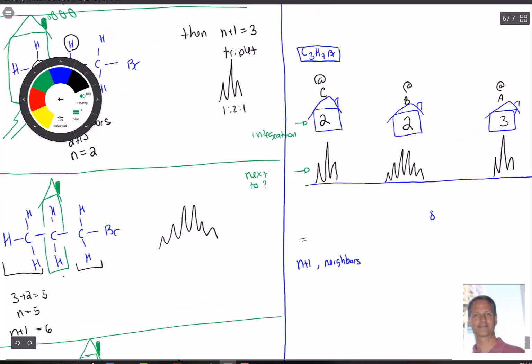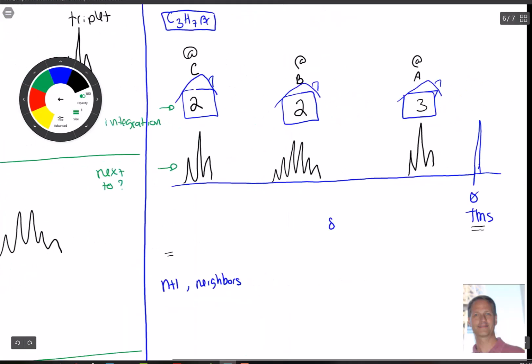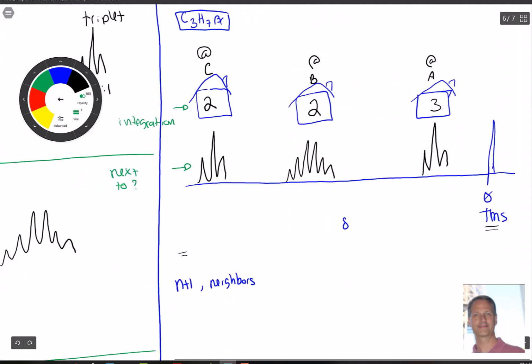So then let's look at this example and see how we might put this together. Forget about all the other stuff we saw on the other side, and let's see if we can construct this in a meaningful way. Here's how I would go about doing this. For this first set of peaks over here at position C, the number 2 means that I am a CH2. So that's in my house. That's my integration, CH2.